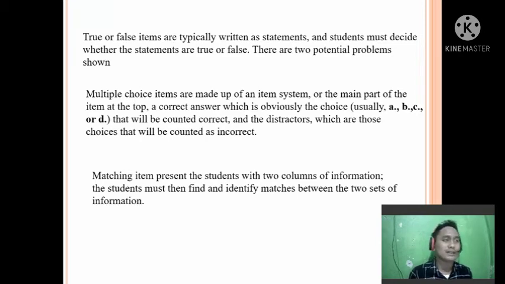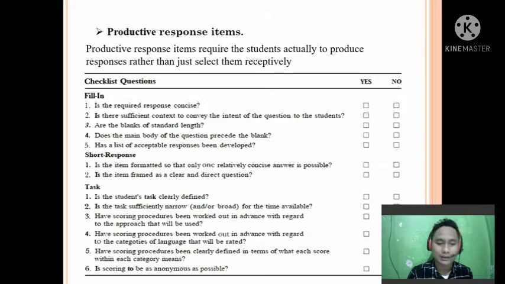Like this one, matches. Like a farmer is matched in the farms, like a sailor matches on the ship, like a pilot matches on the plane. They will be matches, two columns or two choices. Okay, the next one, the third type is productive response item.